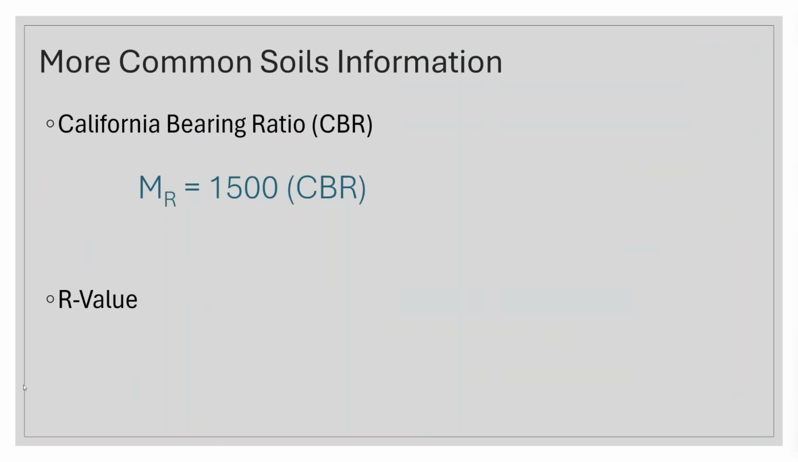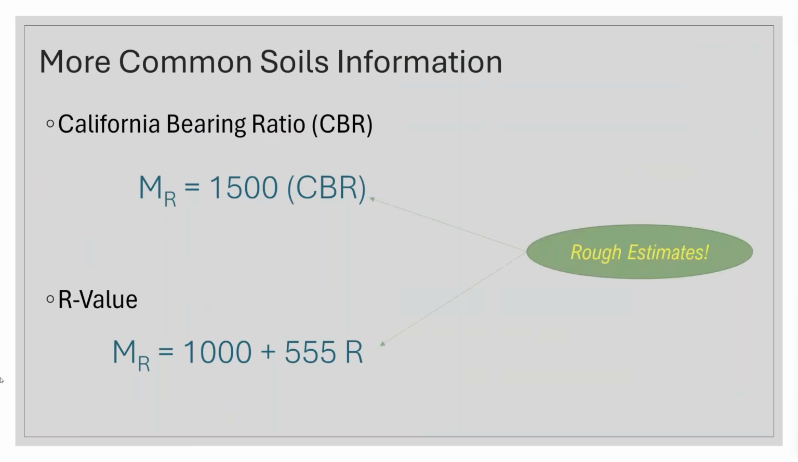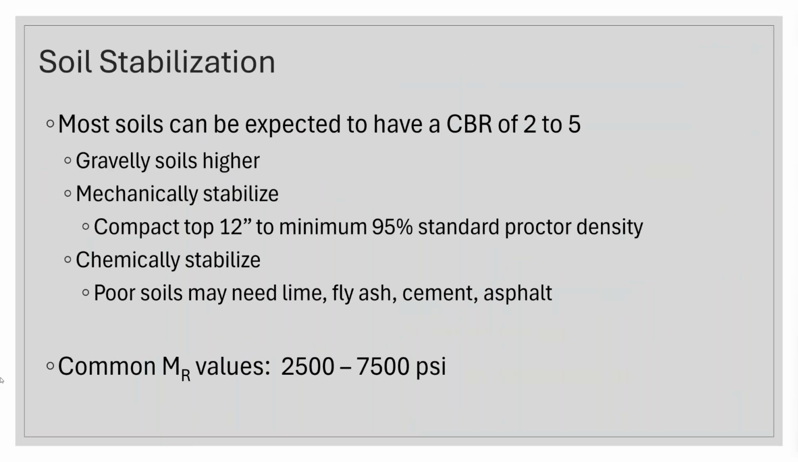And then for R value, we've also made efforts to get some type of relationship. If we measure the R value, how can we convert that to resilient modulus? We're not truly measuring the exact same thing. So again, not a perfect relationship, but that is 555 times the R value and then add 1,000, and that will get you somewhere in the neighborhood of a reasonable resilient modulus. So keep in mind, these are published rules of thumb, but not super accurate. Be careful when you're using them because they are rough estimates.